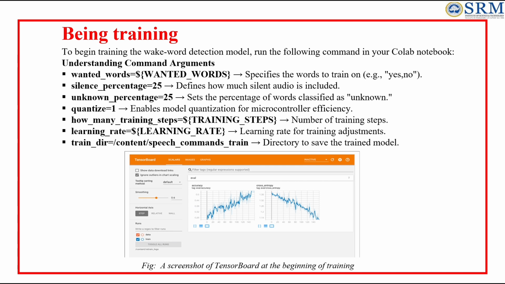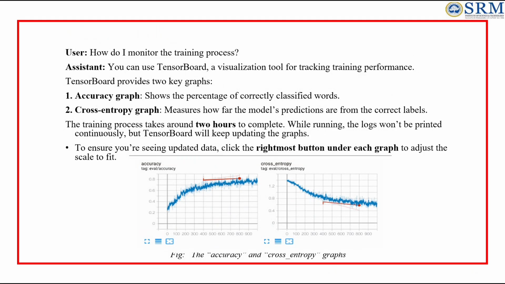Example, yes or no. Silence percentage. It defines how much silent audio is included. Third, unknown percentage. It sets the percentage of words classified as unknown. Quantize. Enable quantization for microcontroller efficiency. Training steps. Number of training steps. Learning rate. Learning rate for training adjustments. Train directory is the directory to save the trained model. Here is the screenshot of TensorBoard at the beginning of the training.